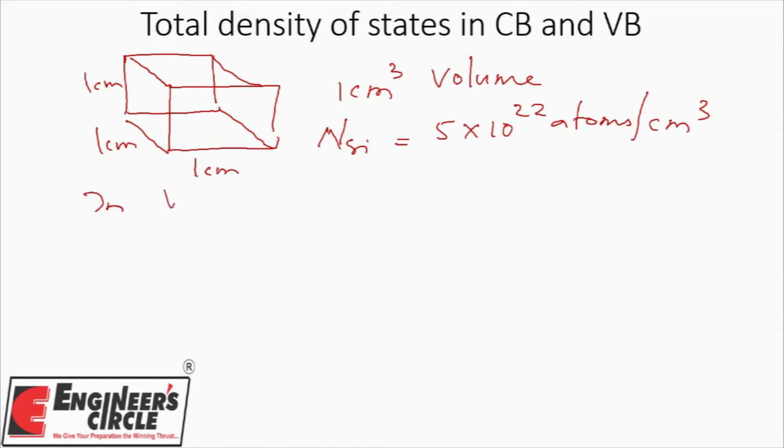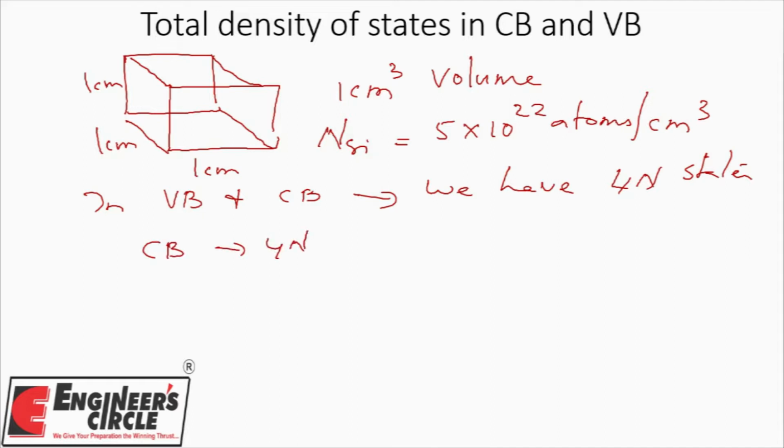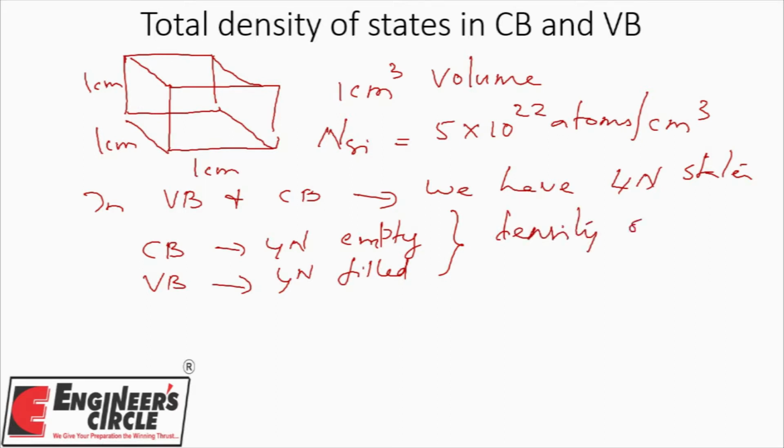Now in the valence band and conduction band, we have 4N states. So the valence band contains 4N states, the conduction band contains 4N states. So for the total density of states, we can say that the conduction band has 4N empty states and the valence band has 4N filled states. This is the density of states in the valence band and conduction band.